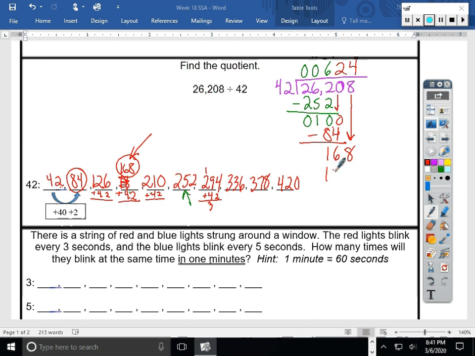Gets me 168. And when I subtract, there's nothing remaining. We ended up with another whole number on this one. So 624 is our final answer. This makes pretty good sense to me.